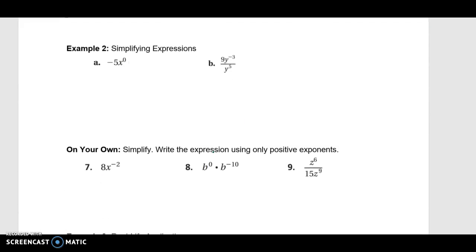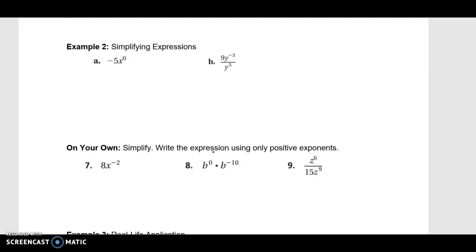I'm going to go ahead and start example 2. So example 2, we have negative 5 times x to the 0 power. The first thing I can do is we know anything to the 0 power is 1. Any letter, any number, anything. So I'm going to simplify that. Negative 5 times 1 will get me a negative 5, and there you go.